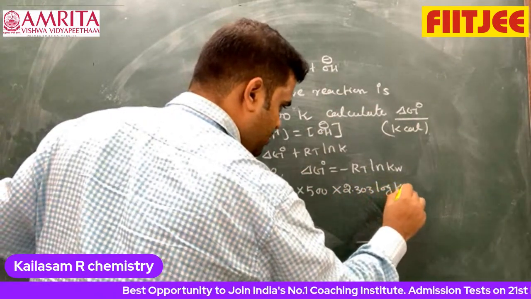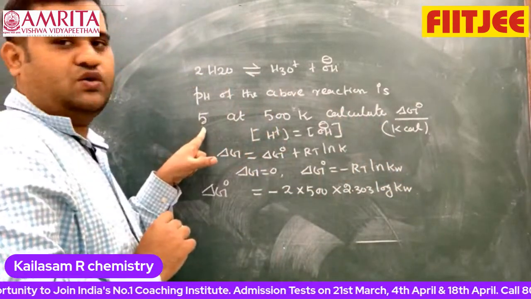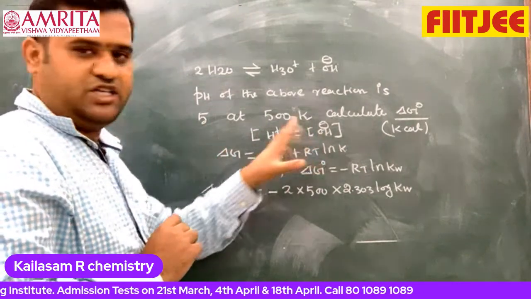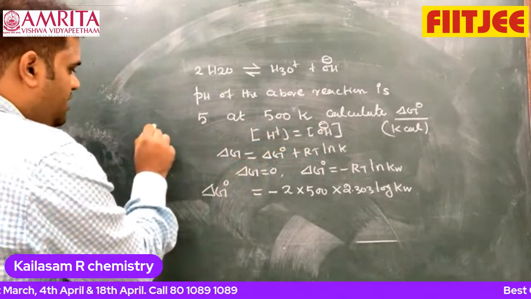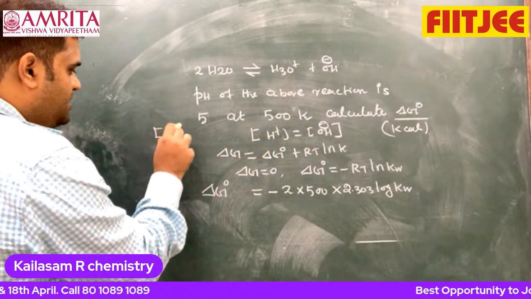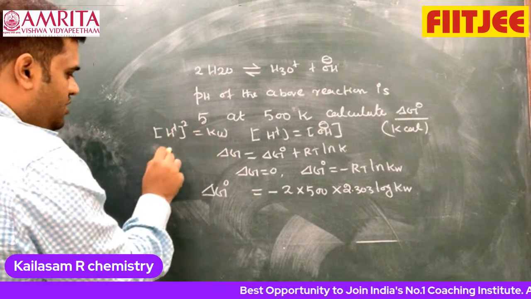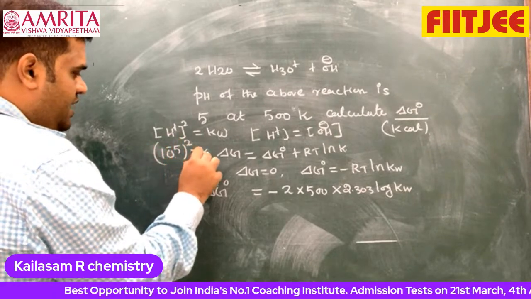Log Kw. Now we know that this is pH equal to 5. Don't forget about it. That means H plus is equal to OH minus. Therefore H plus is 10 power minus 5. Therefore you are going to write H plus whole squared is equal to Kw. Therefore 10 power minus 5 whole squared is equal to Kw.